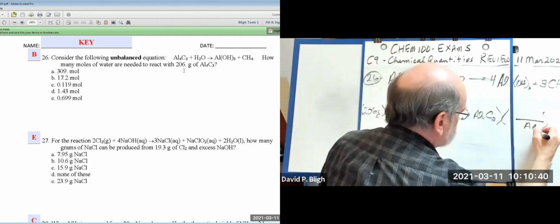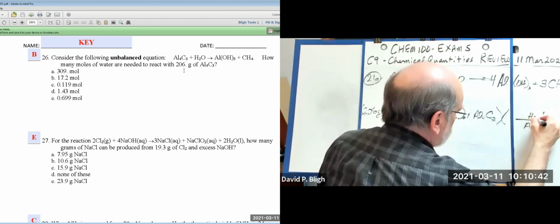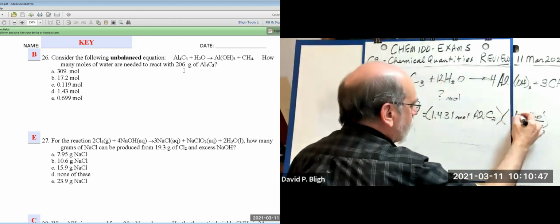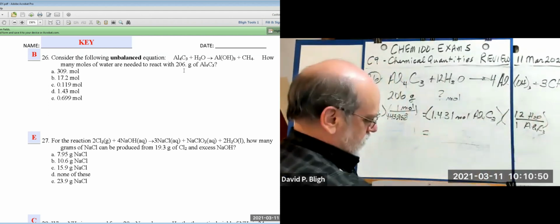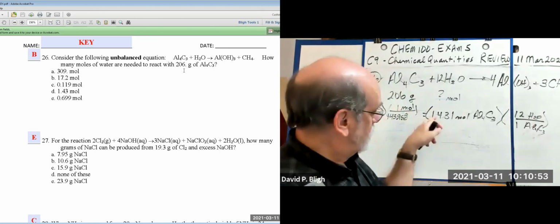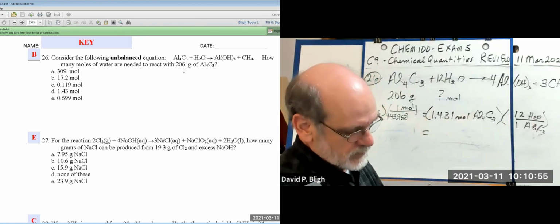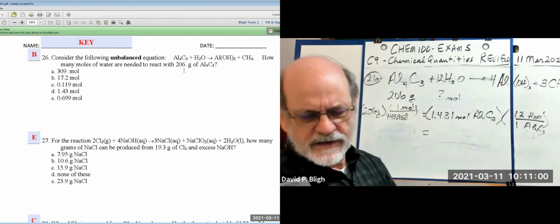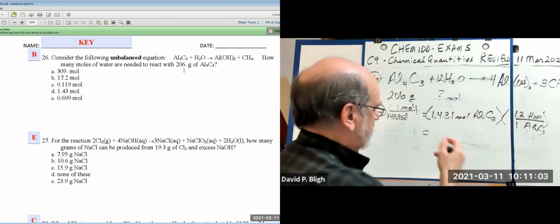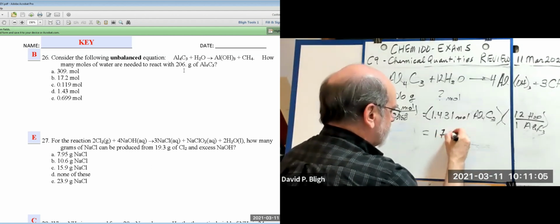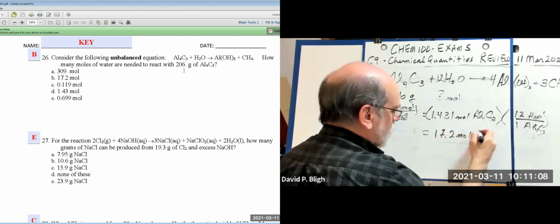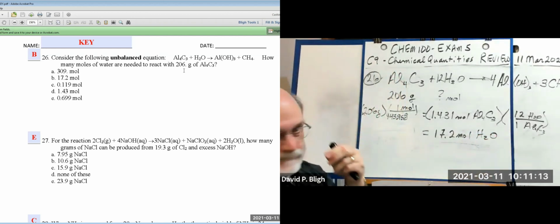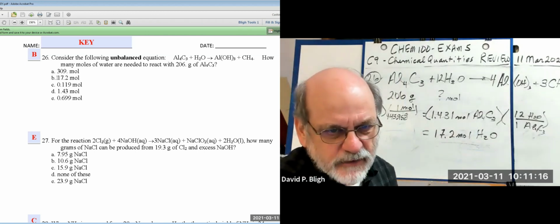So aluminum carbide cancels, leaves us with water, and the ratio is 1 here and 12 there. So we multiply that value here times 12. I got 17.3 significant figures. 17.2 moles of water. Okay? And that's B is the answer.